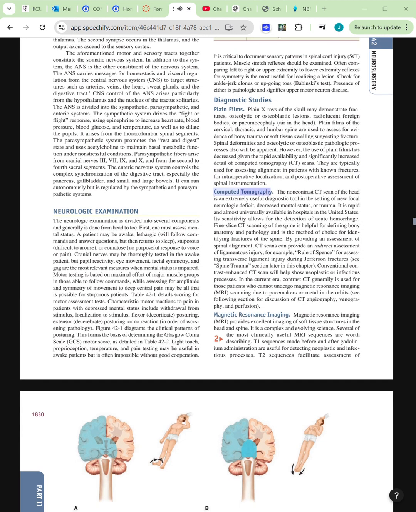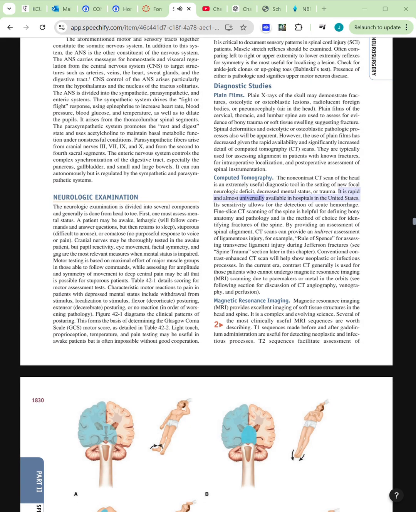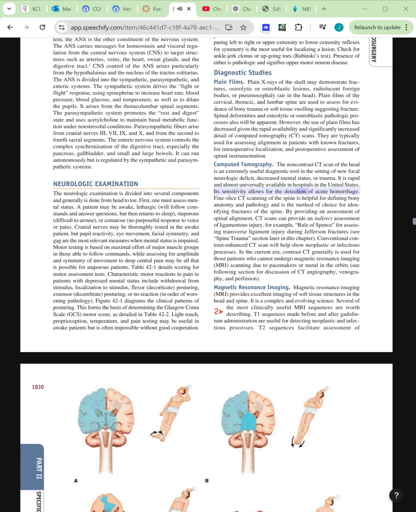Computed tomography. The non-contrast CT scan of the head is an extremely useful diagnostic tool in the setting of new focal neurologic deficit, decreased mental status, or trauma. It is rapid and almost universally available in hospitals in the United States. Its sensitivity allows for the detection of acute hemorrhage.